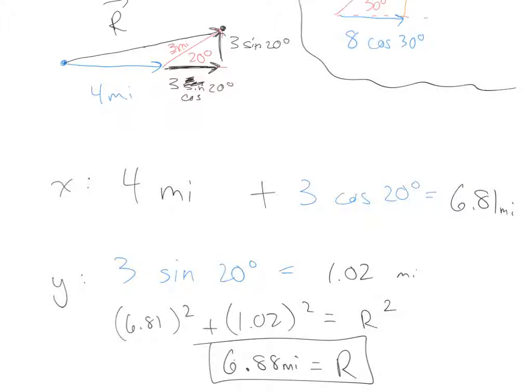So I'm still confused. How do you get 6.88? You take this is the base of the triangle. This length is right here, 6.81. The height of the triangle is the y value, 1.02. And Pythagorean theorem, a squared plus b squared equals c squared. Here's a squared plus b squared equals c squared. This becomes a number, and then how do you get rid of the square?